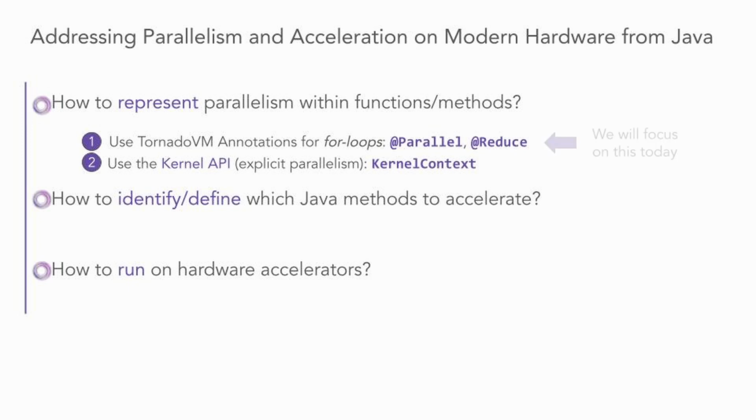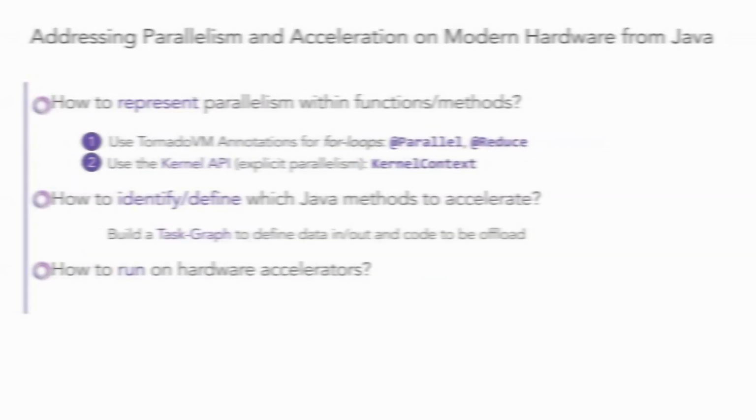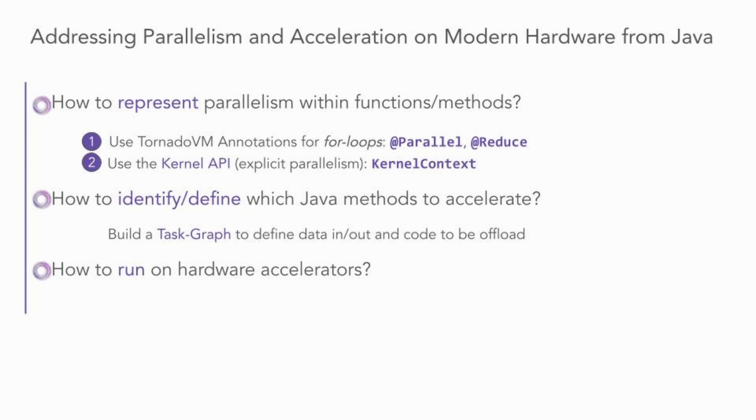But in this video, we will focus on the first option, using TornadoVM annotations for loops. Now, going back to our second question about how to identify the Java methods to offload, the TornadoVM API offers a TaskGraph API in which each node in that graph represents a task, a method. Besides, we can add the input and output data to our computation graph.